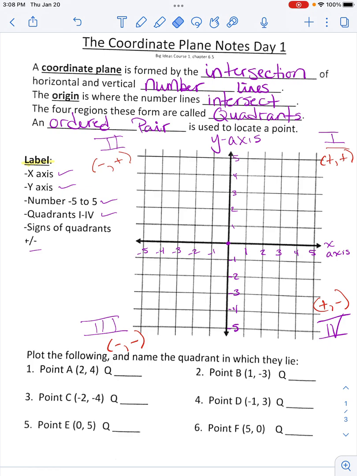Okay. Remember that when you sing the alphabet, X comes before Y, right? W, X, Y, Z. So you're always going to travel on the X-axis first, meaning left or right first. Then your second number, you travel on the y-axis or up and down. So we always go left and right first, up and down second. Okay.